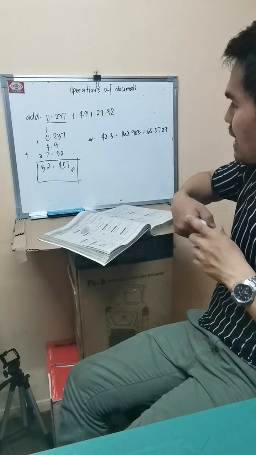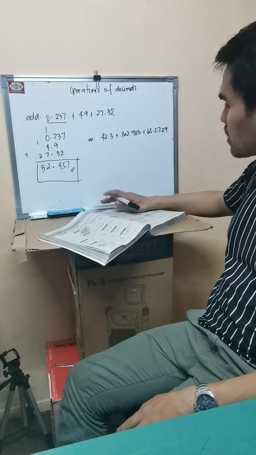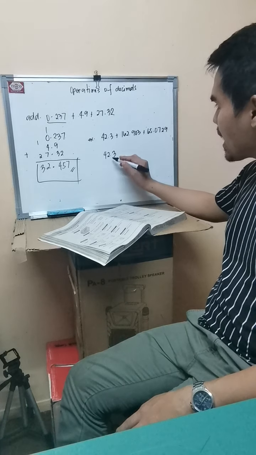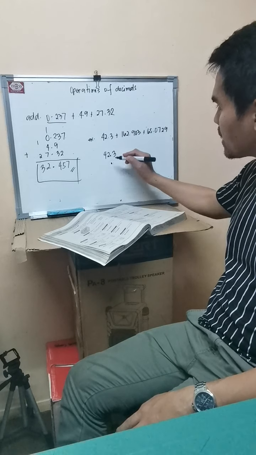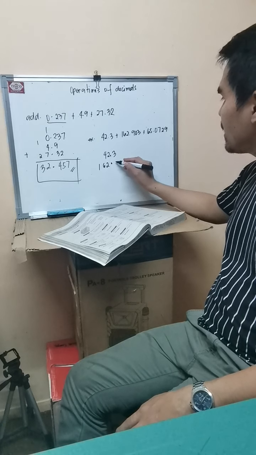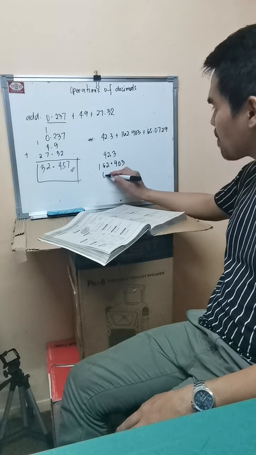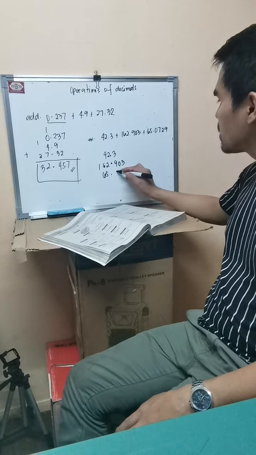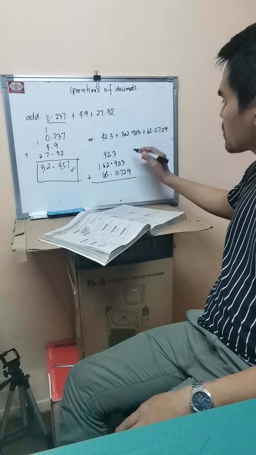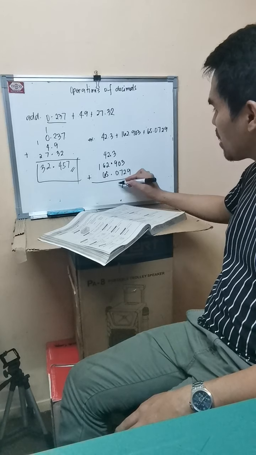Let's solve now. Let's see if your answer is correct for these three decimal notations. So first, our first addend, that's 42.3. And then next, we will align the decimal point. Then you have 162.903, and then lastly you have 65.0729. Add, so it's 9, then you have 5, you have 7, you have 12.